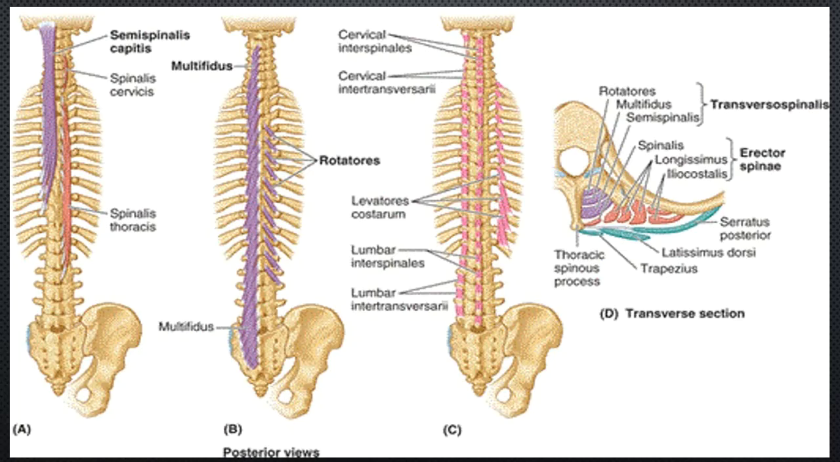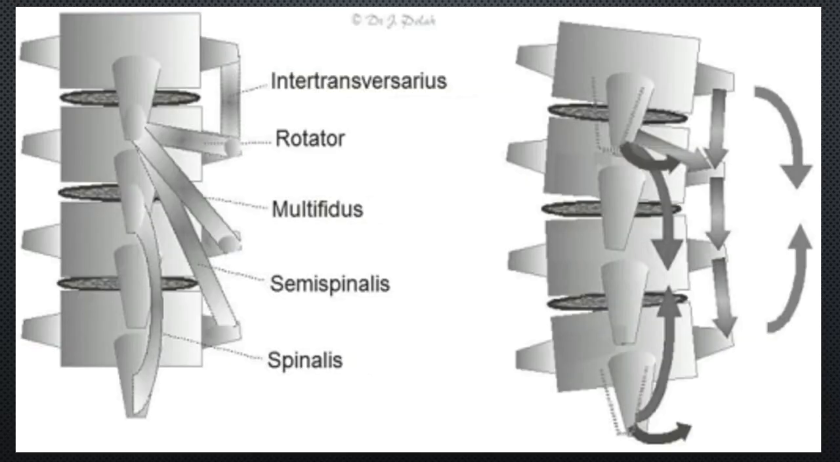Let's look into the insertion of semispinalis. It comprises superficial long fibers, which extend over 5 to 6 vertebrae, from the transverse process to the spinous process. Along its entire length, the muscle separates into semispinalis thoracis, cervicis, and capitis. Next one is multifidus.